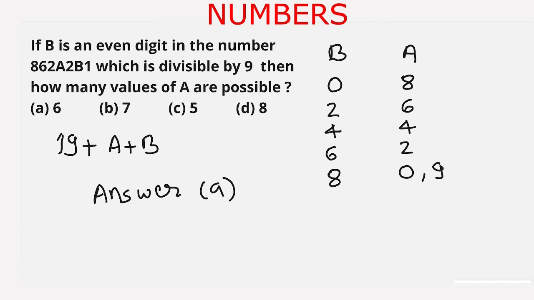Hope you have understood the method of solving such type of question. Here the only part confusing was when B is 8, then A can have value 0 and 9. We go to the next question.